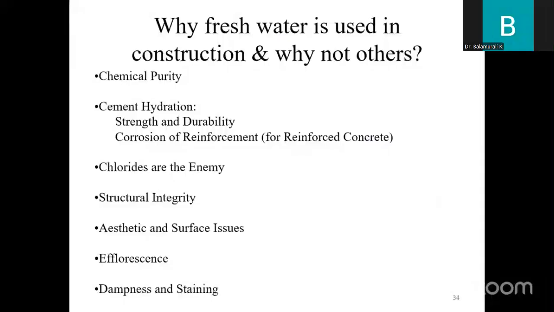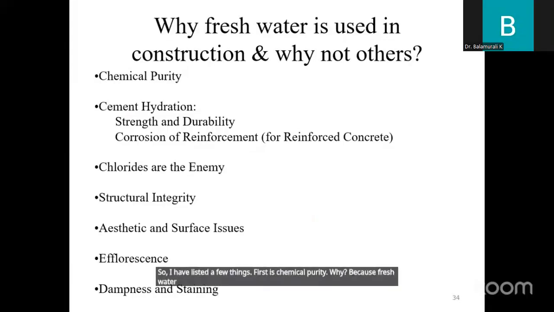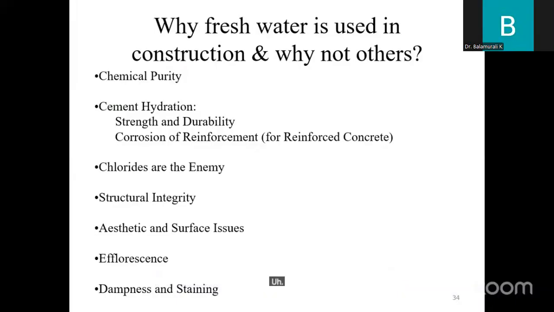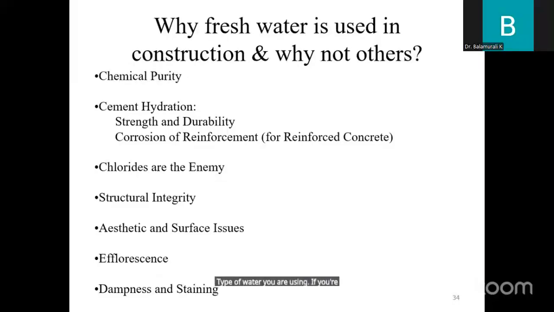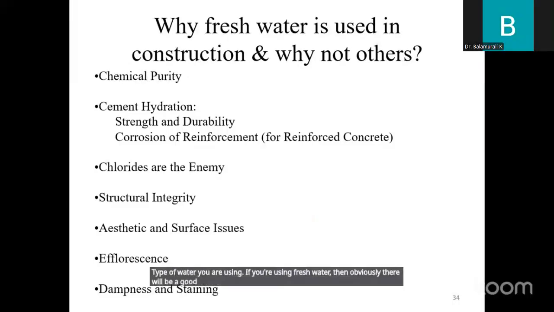Then why is fresh water being utilized for construction and why not others? So I have listed a few things. First is chemical purity. Why? Because fresh water will not have any types of impure materials. That is one important thing. Another thing is cement hydration. Cement hydration is completely dependent upon the type of water you are using. If you are using fresh water, then obviously there will be good strength gain. If not, then automatically it is going to affect the strength of the concrete.